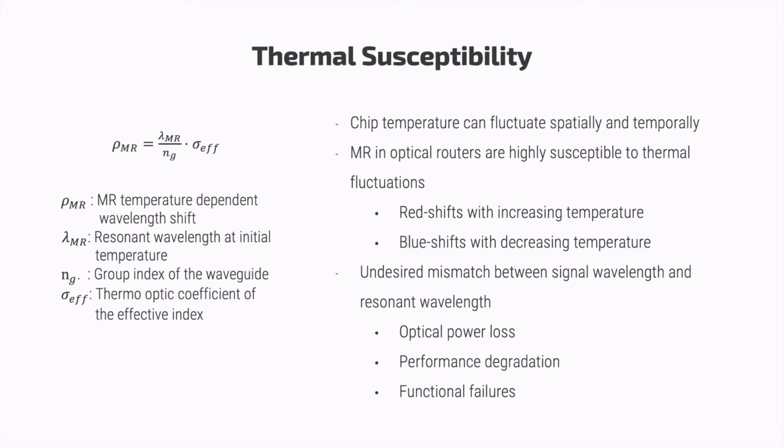The linear relationship between temperature and resonant wavelength can be expressed in the equation on the left. Due to the thermo-optic effect, the resonant wavelength of the MR red shifts with increasing temperature and blue shifts with decreasing temperature. Experiments show that the micro-ring resonators shift the resonant wavelength about 50 picometers per degree Celsius. This undesired mismatch between signal wavelength and the resonant wavelength of the MR will result in additional optical power loss, which potentially causes performance degradation and even functional failures.